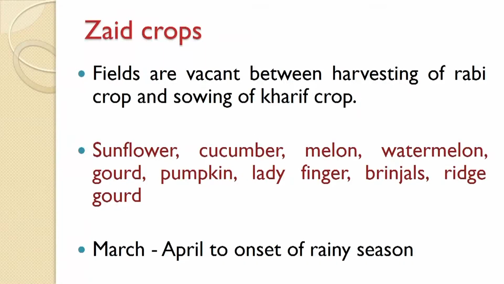and tobacco. And our last group is the Zaid crop, and sometimes we can also say it is a summer crop. Here these crops are sown during the period when the harvesting of Rabi crop is completed, while the Kharif crop is not yet sown. They are sown during the months of March and April, and they are harvested during the onset of the rainy season. These Zaid crops include sunflower, cucumber, melon, watermelon, ladyfinger, brinjal, as well as ridge gourd.